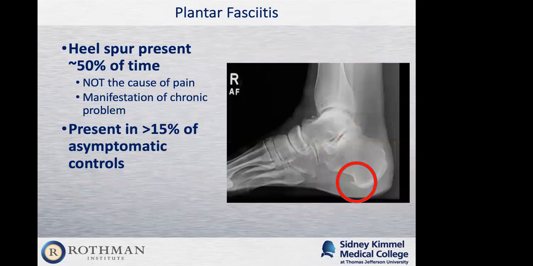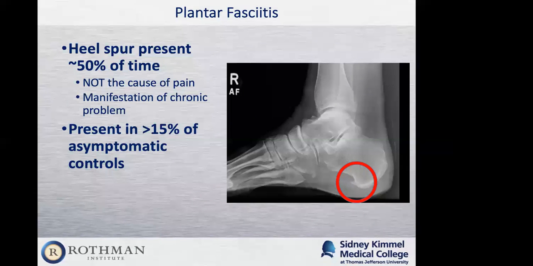When we evaluate patients in the office, we do get x-rays, and about 50% of the time there's a heel spur, and that's circled here with this red circle on this x-ray. And you can see it looks like this little hook of bone coming from the underside of the heel. That is exactly where the plantar fascia originates. I will tell you that the heel spur itself is not the cause of the pain. The pain is due to inflammation of the ligament. The heel spur actually forms as a manifestation of the chronic problem.